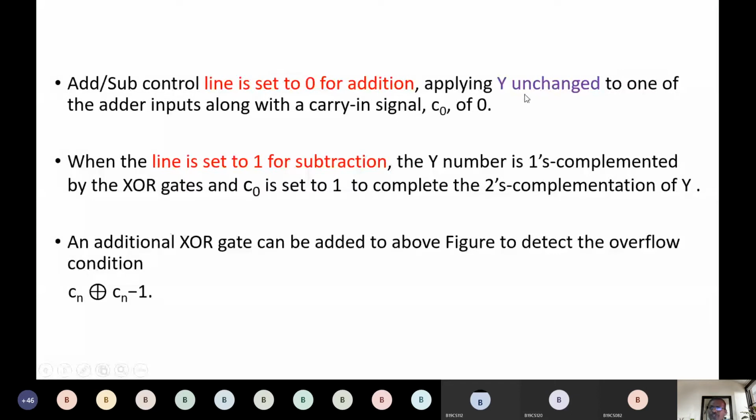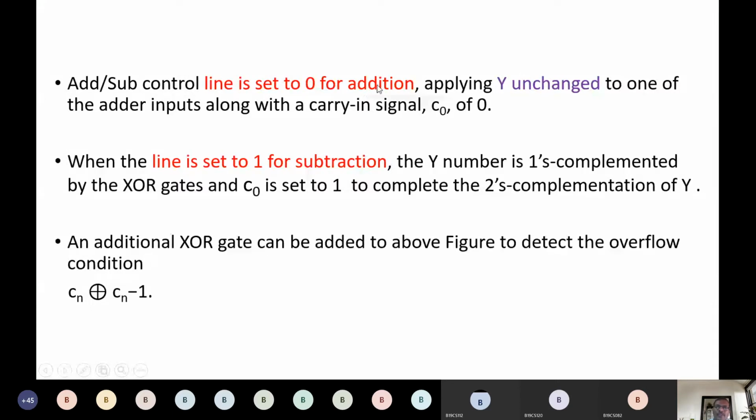So Y is not changed. Y is given as an input as it is. And 3 is there, 3 as it is, so 8 plus 3, addition happens, 8 plus 3. But when we want to do subtraction, X is given as it is, that is 8 is given as it is, but 3 is complemented, and finally we get 2's complement of 3, which is minus 3. Then minus 3 is added to 8. 8 minus 3, which is subtraction.